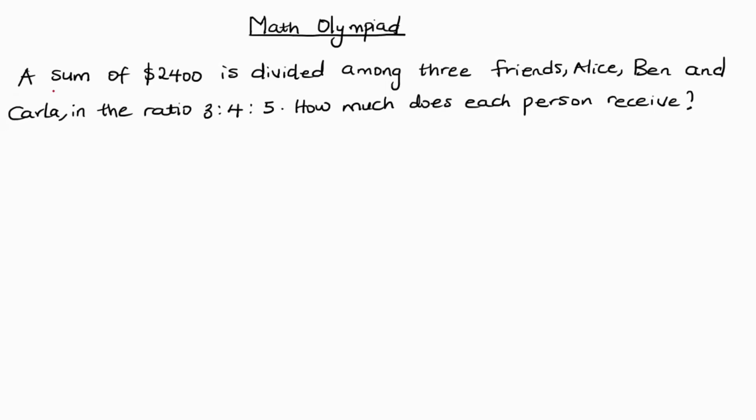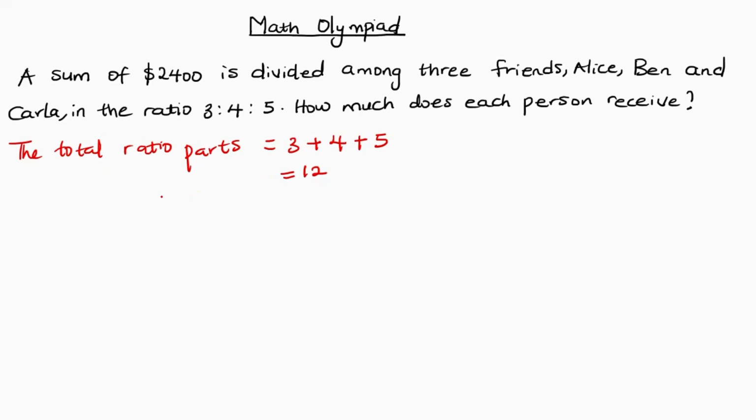So in order for you to solve it, the first thing you want to do is to calculate the total ratio. You want to simply calculate the total ratio parts, and we have it to be 3 plus 4 plus 5, and this is going to give us 3 plus 4, 7, 7 plus 5 is 12. So we have the total ratio part to be 12.